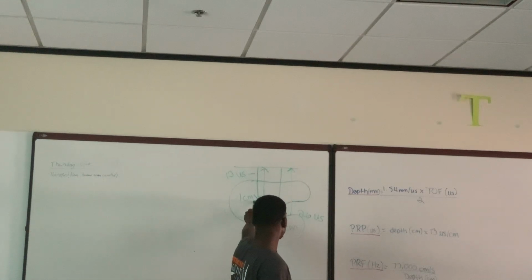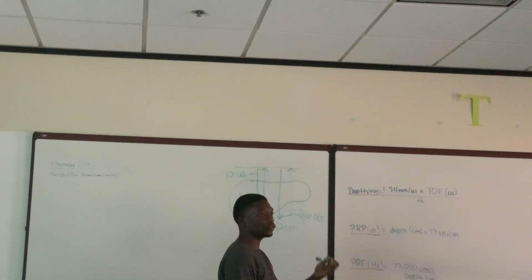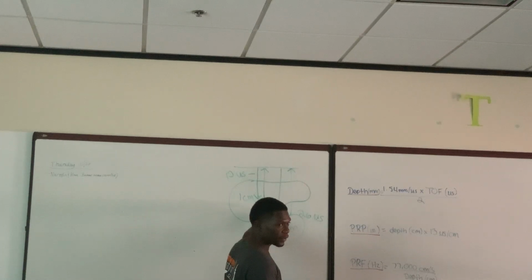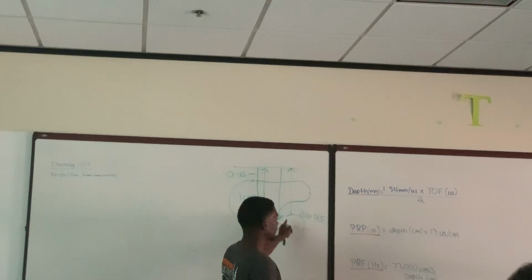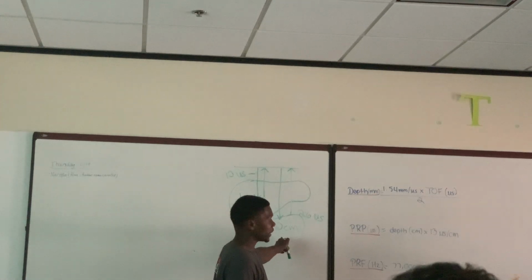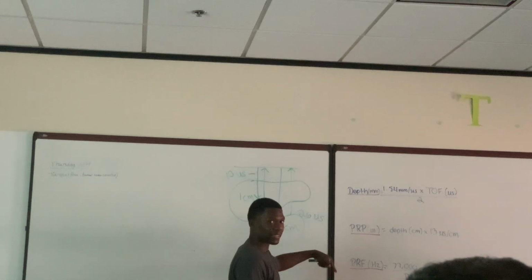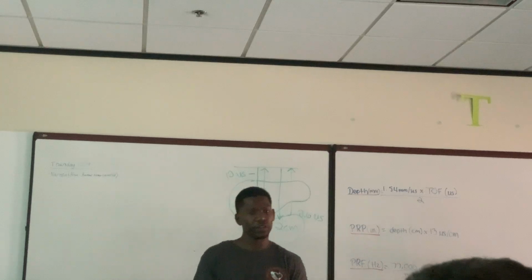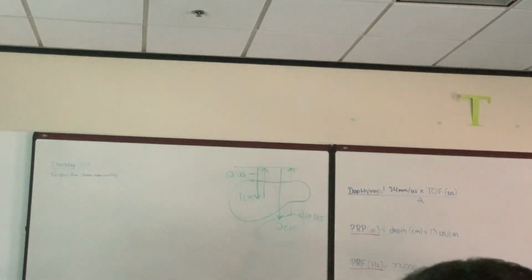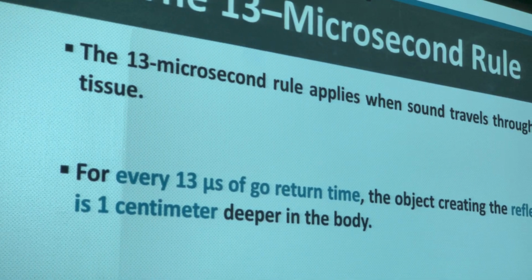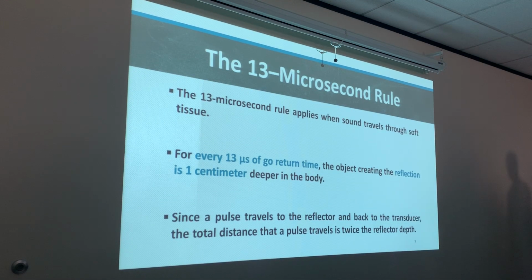So if that reflector is 1 centimeter deep, then my sound has traveled a total of 2 centimeters. Okay, because it went 1 centimeter deep, it came back a centimeter. If the reflector is at 2 centimeters, then the distance that sound has traveled is 4 centimeters. Okay, because we're going to account for the transmission time and the reception time. So, since a pulse travels to a reflector and back to the transducer, the total distance that a pulse travels is twice the reflector depth.